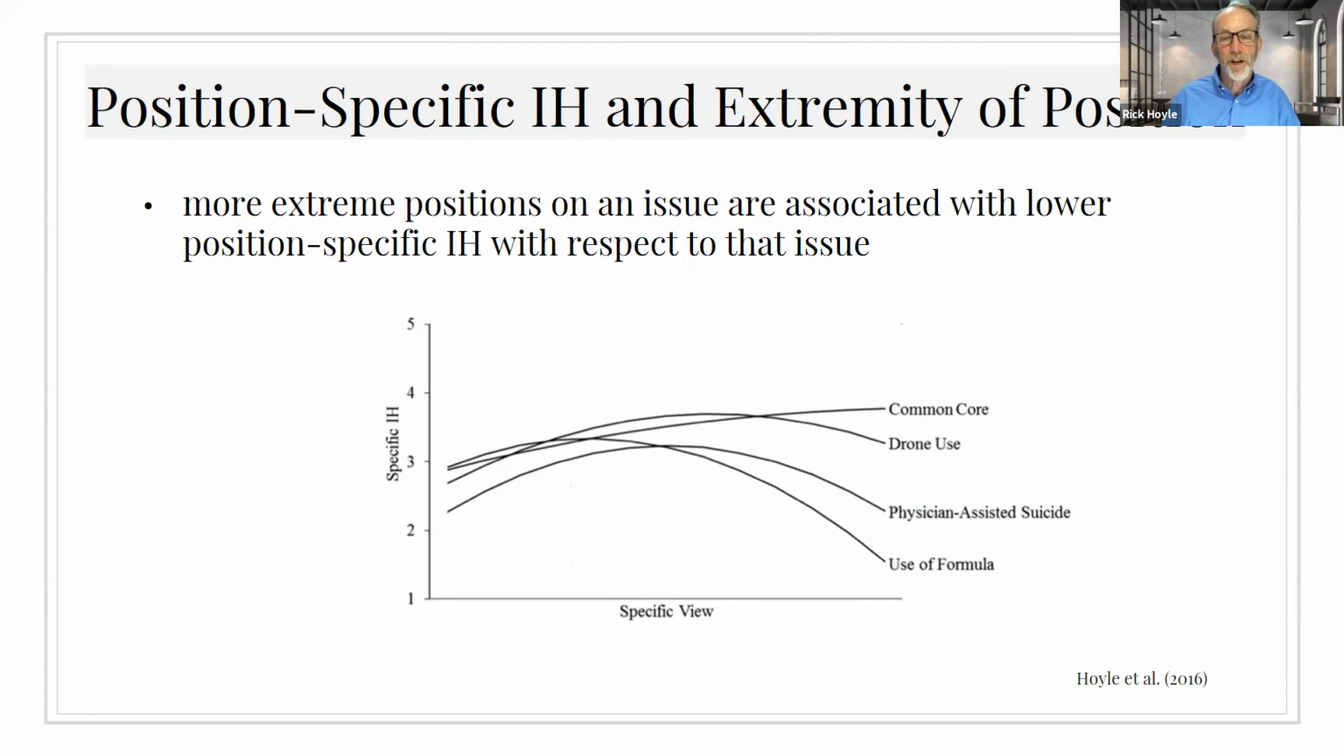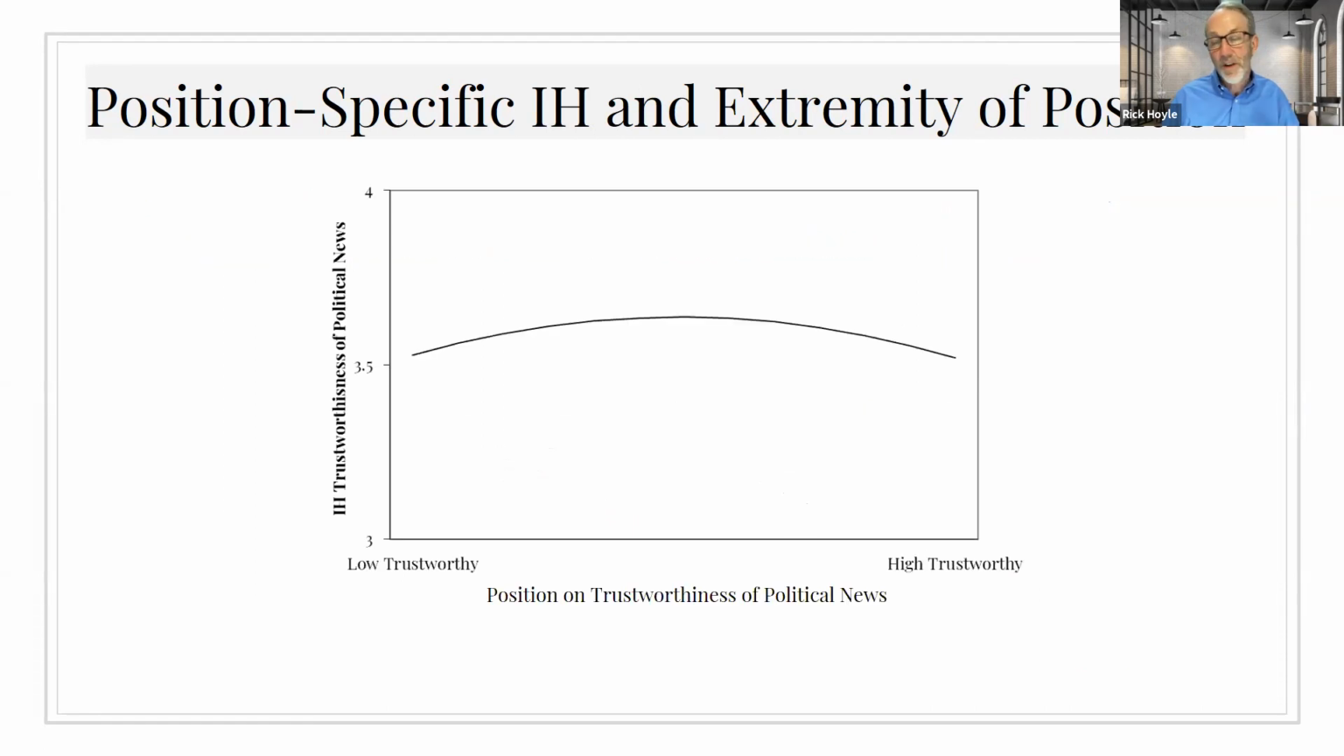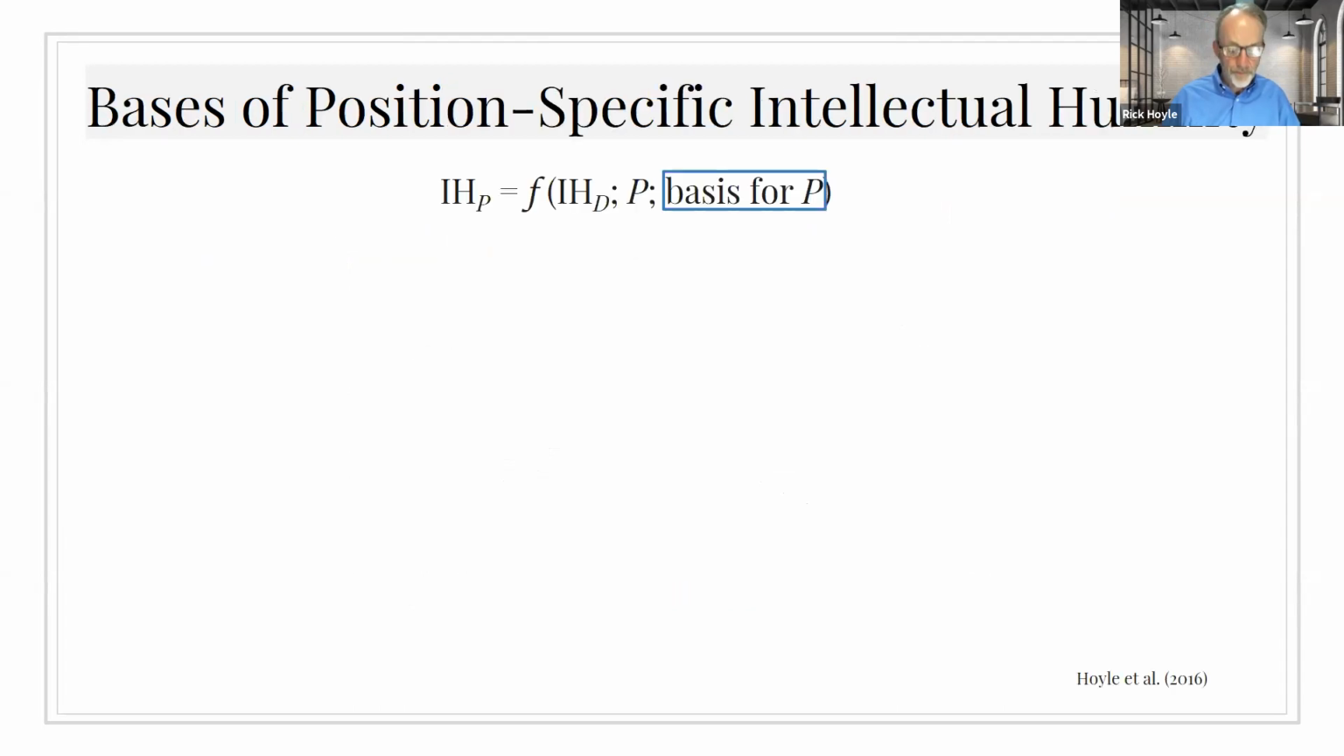Interestingly, it used to be symmetric. Now there's a little less humility on the right compared to the left, but at both extremes, you see a reduced level of intellectual humility. This is a very recent one, related to my position on the trustworthiness of political news. Pretty much any topic you put in, this is what you tend to see. So in that equation that I showed you, this P position tends to matter a great deal.